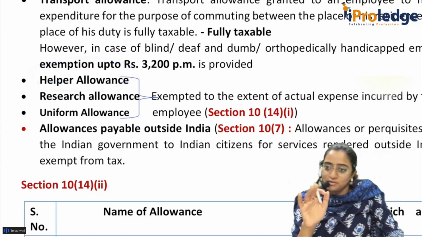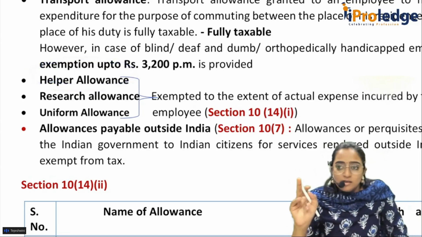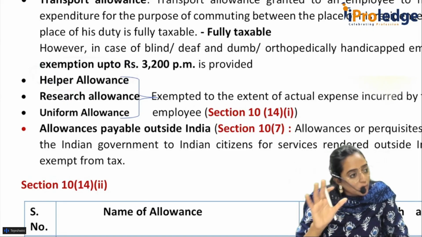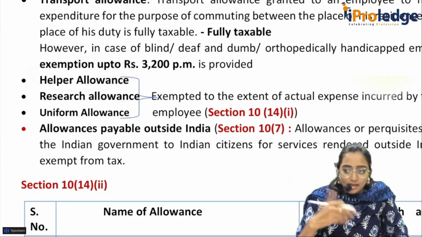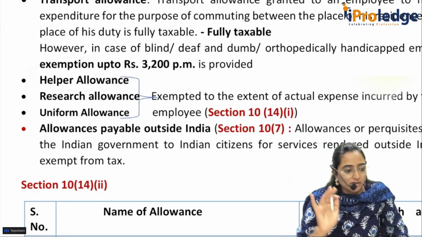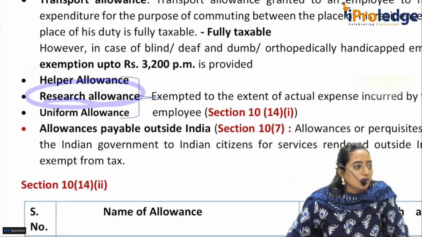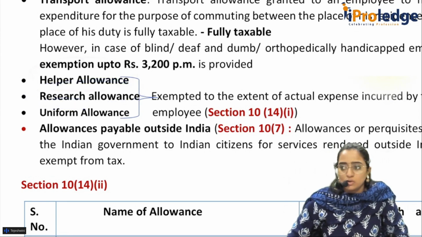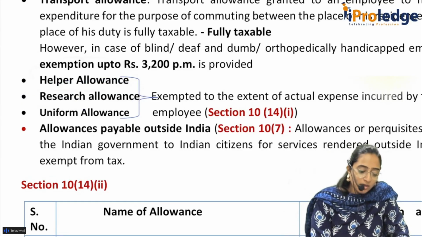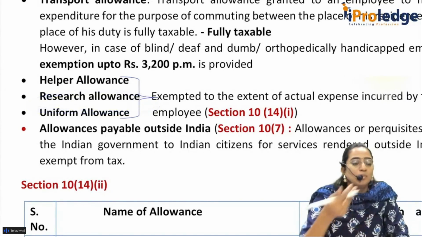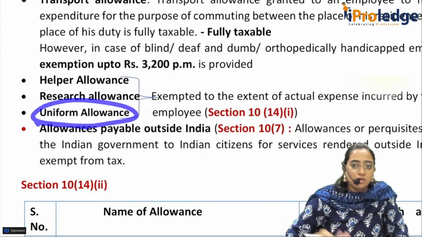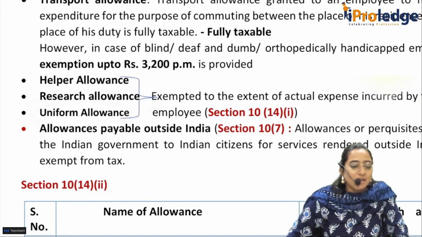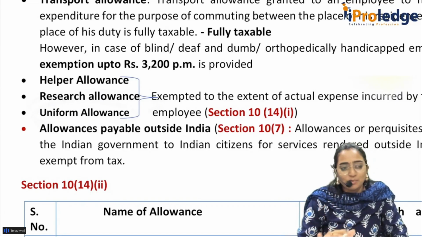So, in case of helper allowance, what will happen? The employer is giving you an allowance for the domestic servants or domestic maid to work in your home. To help you, they will give you some helper allowance. Next, research allowance. You want to do some course or some qualification, and the employer can give you research allowance in order to pursue further education or studies. Uniform allowance is in order to get your dress stitched, etc. It's just a name here. You can utilize the money for anything.